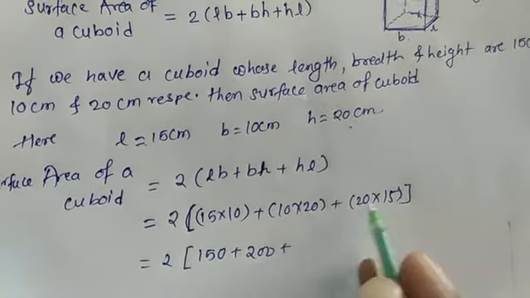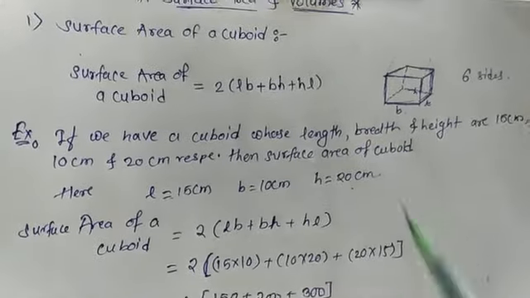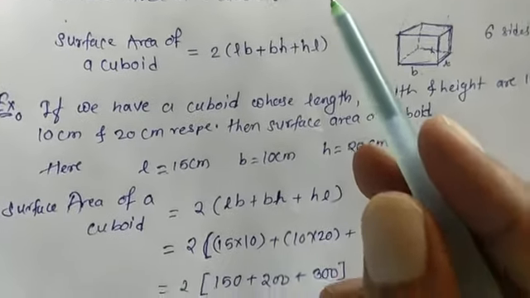Now the next formula is the surface area of a cube. Cube means length, breadth, and height are all equal. That means each face is a square. In a cube each face is a square, whereas in a cuboid each face is a rectangle.